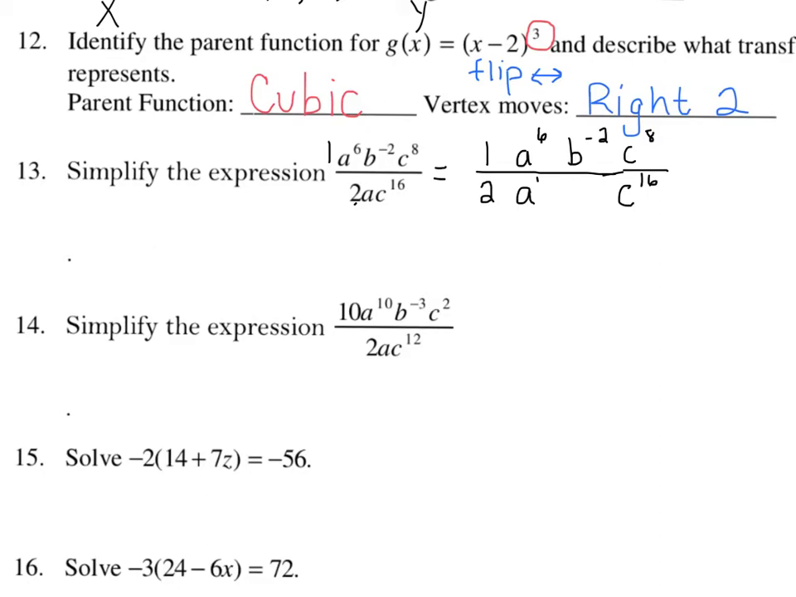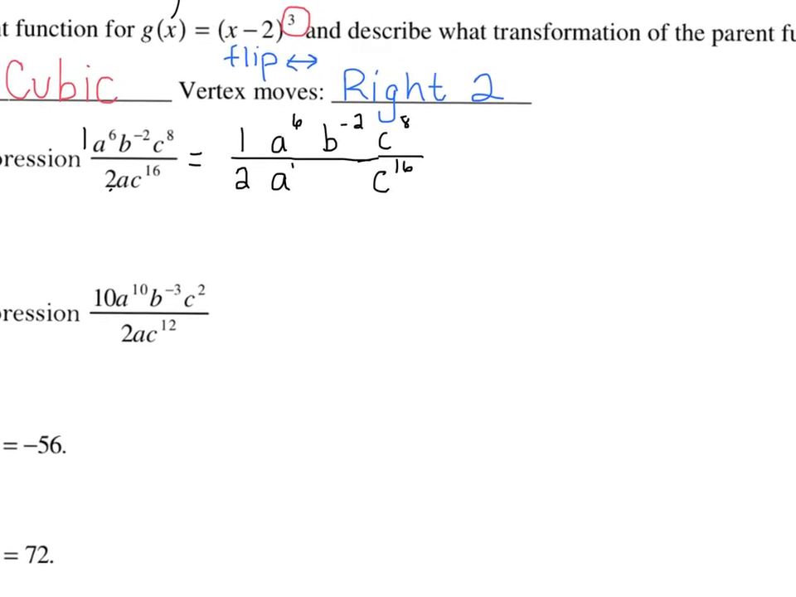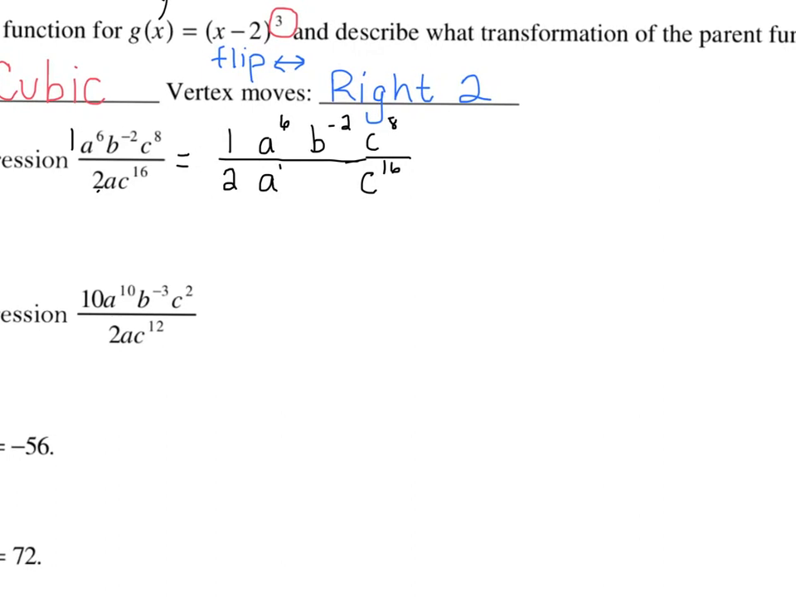All right, now we can start simplifying. 1/2 does not simplify. That's as low as that fraction goes. So we will keep the 1 on top and keep the 2 on bottom. When we divide exponents, we subtract them. So 6 minus 1 is 5, so it's a to the 5th on top. This negative exponent means that we need to move the b to the bottom and make the exponent positive.